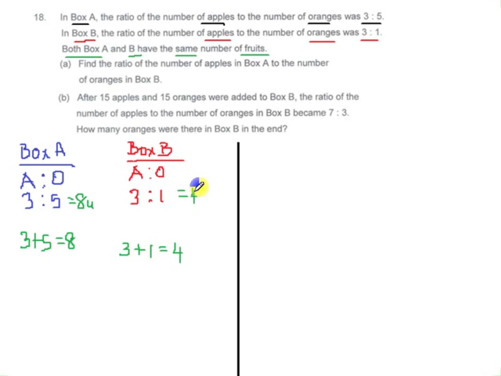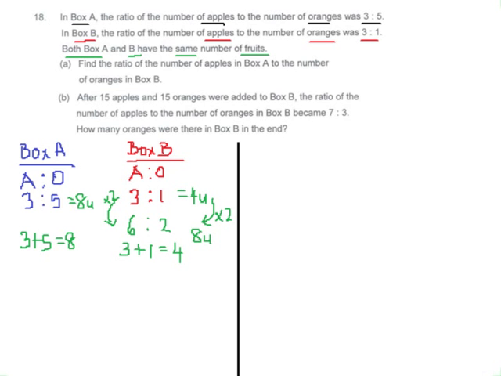There's only 4 units. So in order to make them the same, to get from 4 units to 8 units, we need to multiply by 2. Which means that we will have a new ratio for box B, whereby 3 times 2 will give us 6, and 1 times 2 will give us 2. So everybody will have to multiply by 2.